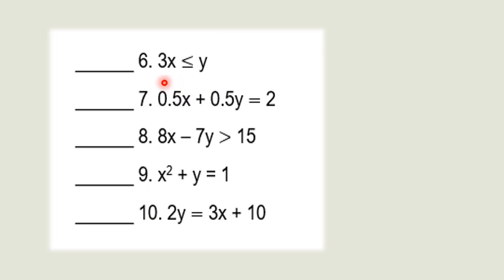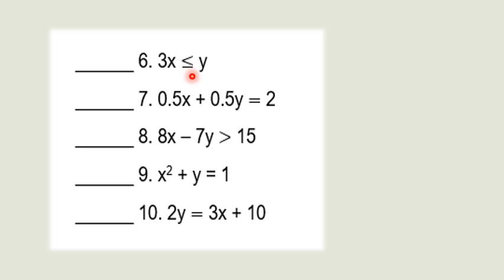6 to 10. So 6, 3x less than or equal to y. 7, 0.5x plus 0.5y equals 2. And 8, 8x minus 7y greater than 15. 9, x squared plus y equals 1. And 10, 2y equals 3x plus 10. Let's have the number 6.